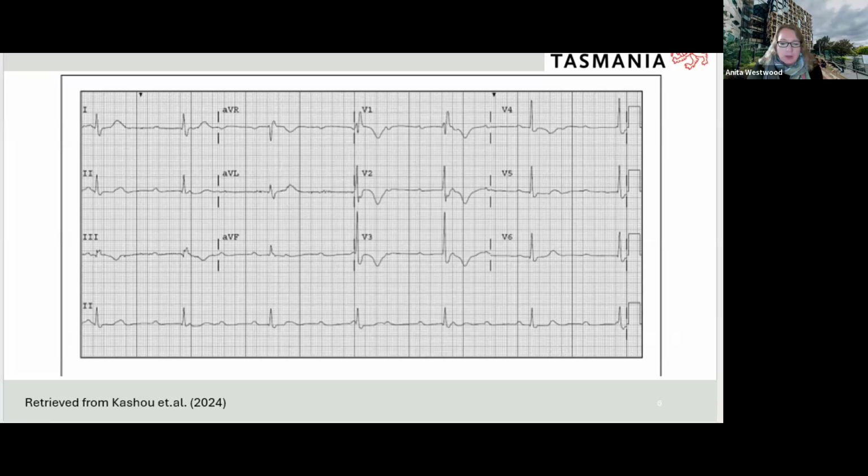So when it's calibrated correctly, how much is one of those small boxes worth in time? 0.02. So if we've got 5 of those large boxes, that equals what? 1 second, doesn't it? So if you go along the bottom there and count it out, if I've got a 6-second strip across that bottom, how many boxes?